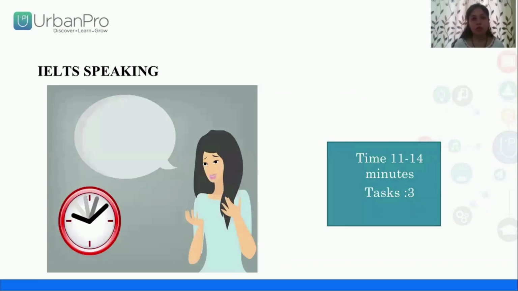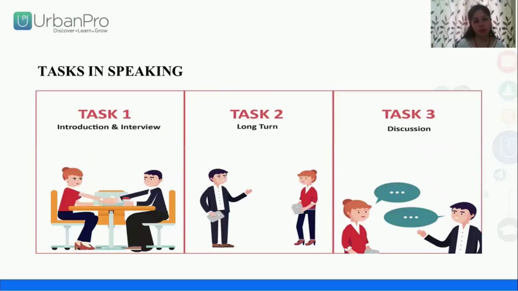Okay, then I come to the IELTS speaking. IELTS speaking is 11 to 14 minutes, and we have three tasks. Let me come first to the introduction and interview round. We have to give our introduction: our background, and why we are applying to Canada or Australia or the US or any other country. Then they will ask you about your hobbies.